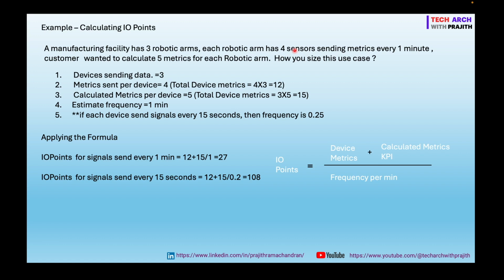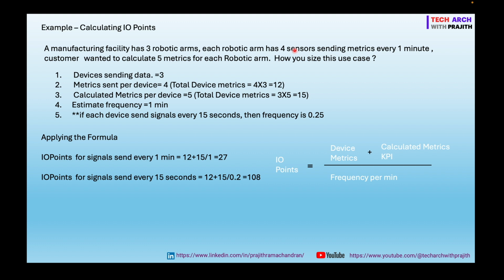If you have a really good inventory of your IoT sensors, and a real understanding of the frequency of these signals, and the number of metrics calculated for each device or each metric data coming in, it's pretty simple to calculate by just applying the formula. But you cannot generalize and just say the whole organization has this many IO points. You have to look at the devices and categorize them based on the frequency at which they send.